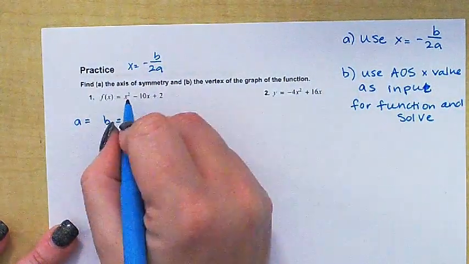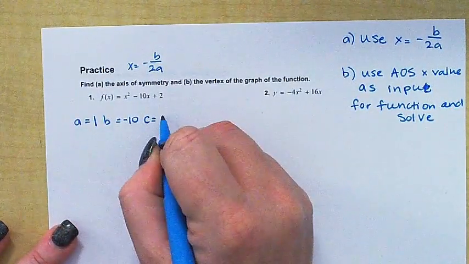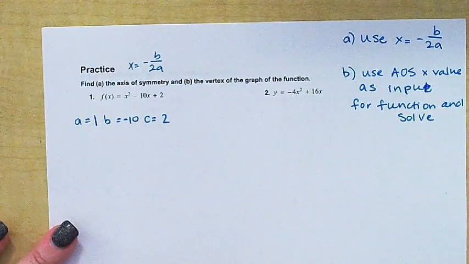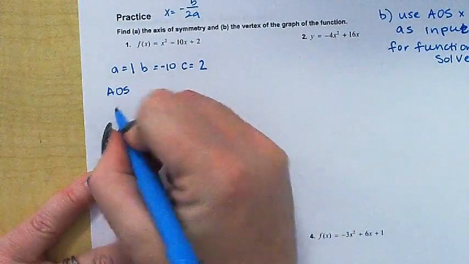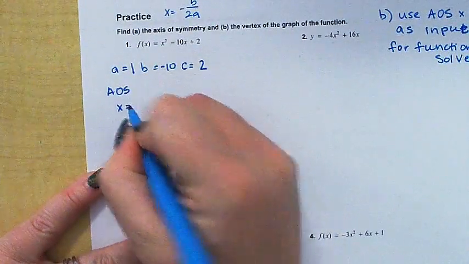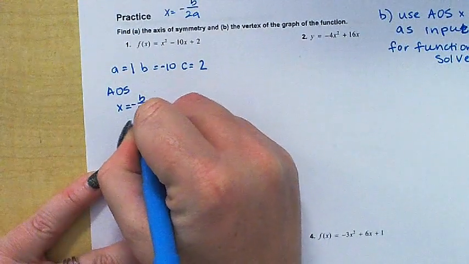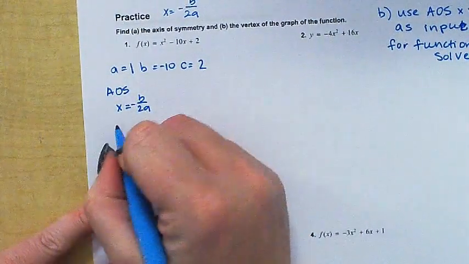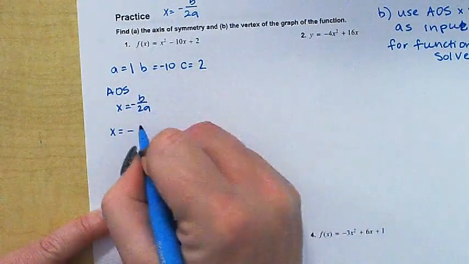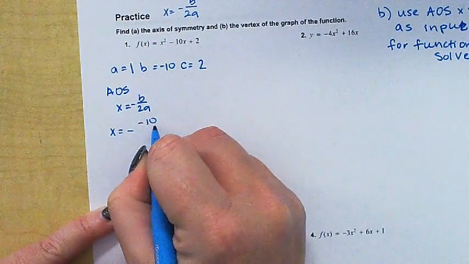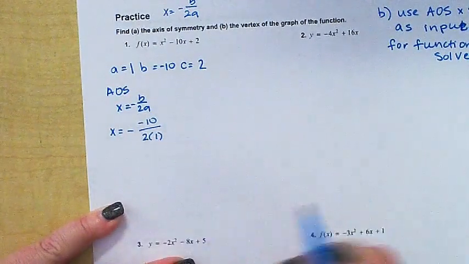So the first thing we're going to do is label our a, b, and c. So we've got a positive 1, we have a negative 10, and we have a positive 2. So for our axis of symmetry, we have x equals negative b over 2a. We're going to substitute everything back in. x equals negative 10. Don't forget to carry that negative with it, over 2 times 1.